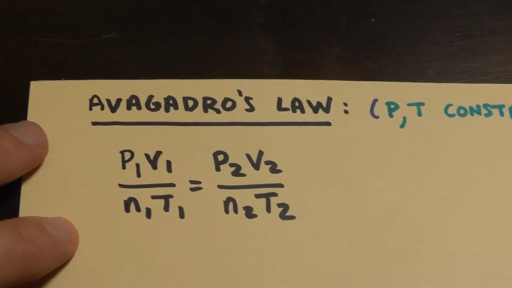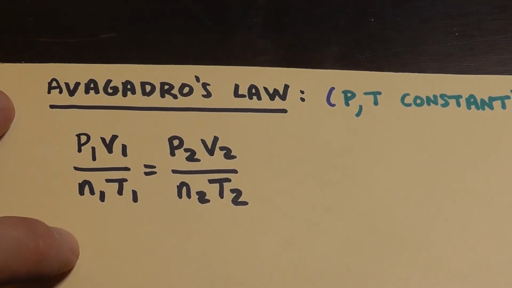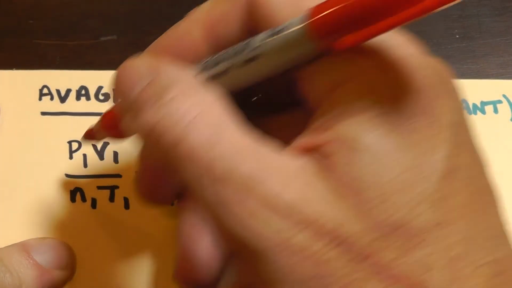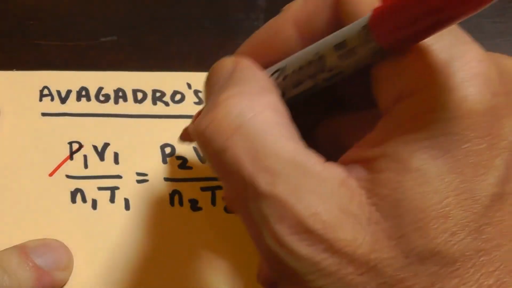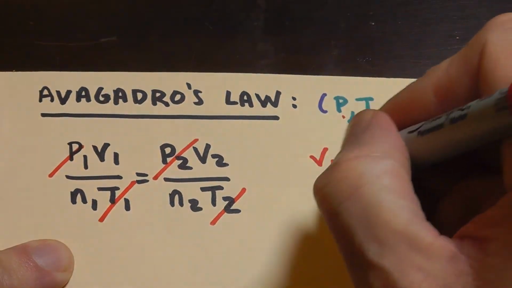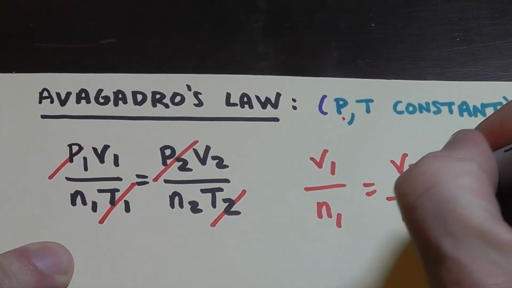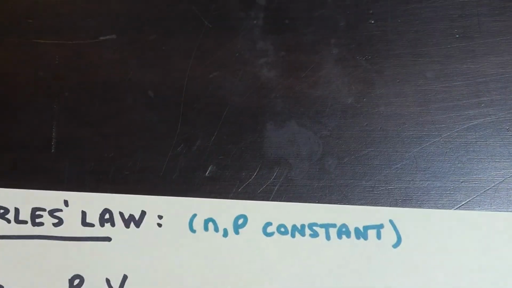Avogadro's law is where the temperature is constant and the pressure is constant, which means that the number of moles could change. So P is constant, get rid of the P's, T is constant. That is V1 over N1 equals V2 over N2. Fair enough? And that would be called Avogadro's law.